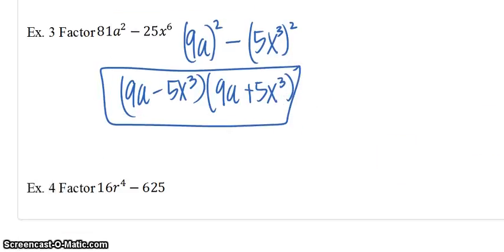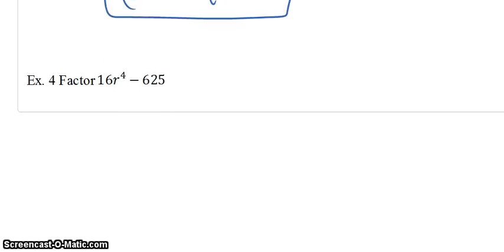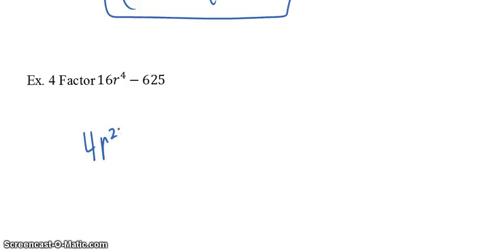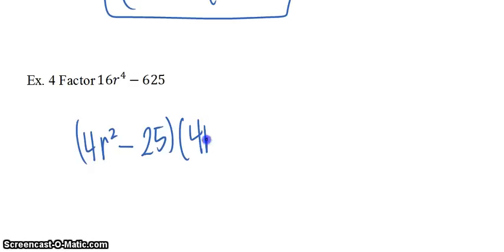And our last one. We know that 16 r to the 4th, that's going to be 4r squared. I'm not going to rewrite it out this time. Then the square root of 625 is actually 25, so that helps us. 25 squared is 625. You might have needed to use your calculator, but that's fine. I just gave it to you this time. So we have that, and we've got to finish it up right here.